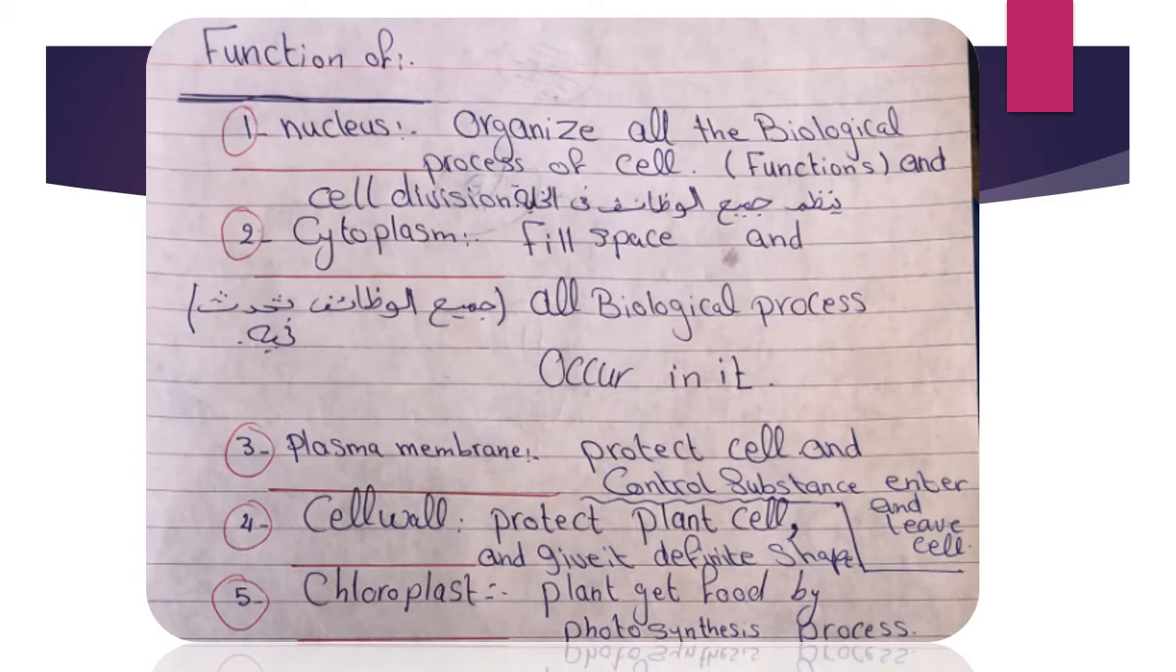الكلوروبلاست دي بتبقى حاجة موجودة في الليفز بتاعت البلانت to help plant to get their food or to make their food by sunlight and photosynthesis process. Chloroplast help green plant to make their food by sunlight and photosynthesis process. يعني ايه؟ الكلوروبلاست ده جزء موجود في الليفز بتاعت الجرين بلانت، بيساعد الجرين بلانت ان هي تعمل اكلها. طب بتعمل اكلها ازاي؟ بتاخد السانلايت وتعمل حاجة اسمها photosynthesis process، تصنع اكلها.